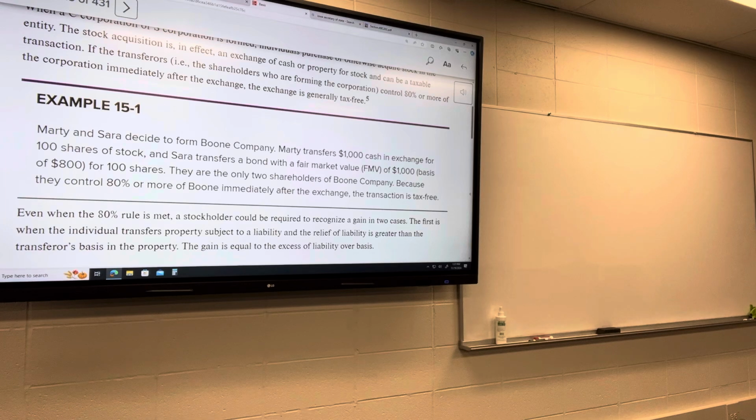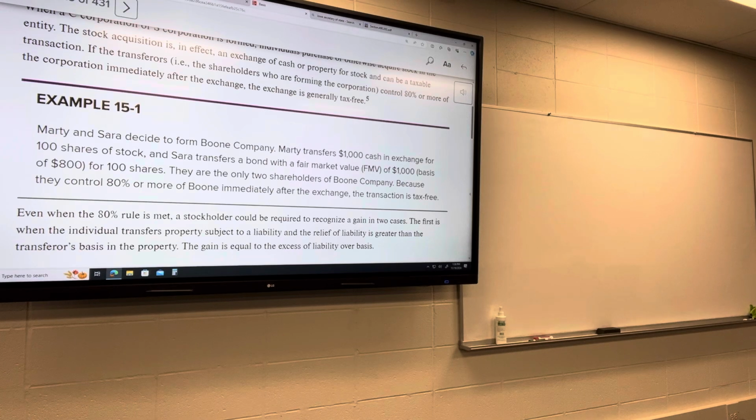So here's an example. Marty and Sarah are forming Boone Company. Marty transfers $100 in cash in exchange for 100 shares of stock. So his basis is going to be $10 per share of stock. Sarah is transferring a bond with a fair market value of $1,000. Her basis in that bond is $800. She's also getting 100 shares in exchange for that.